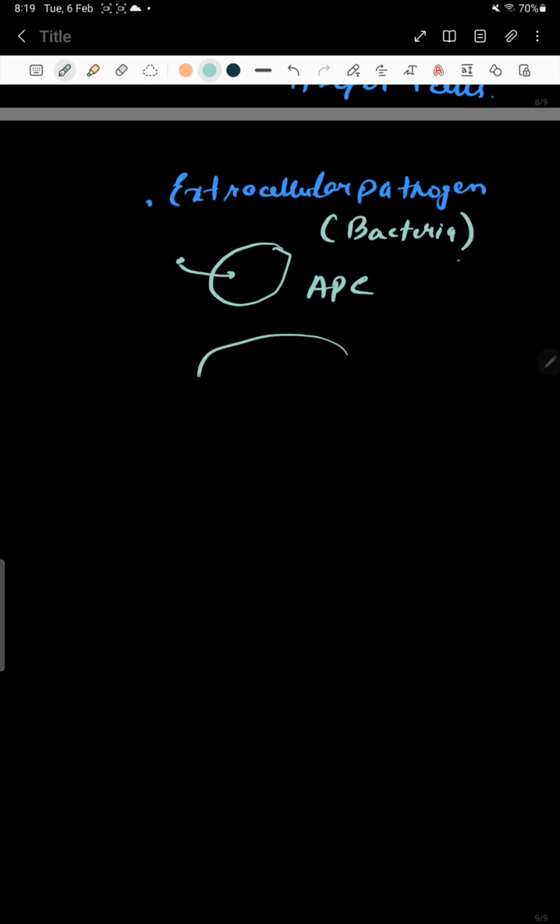Now within the cell, suppose there is proteasomal machinery. This proteasomal machinery will break down the entire antigen, the polypeptide, into smaller pieces, and these smaller pieces will be represented on the MHC2.